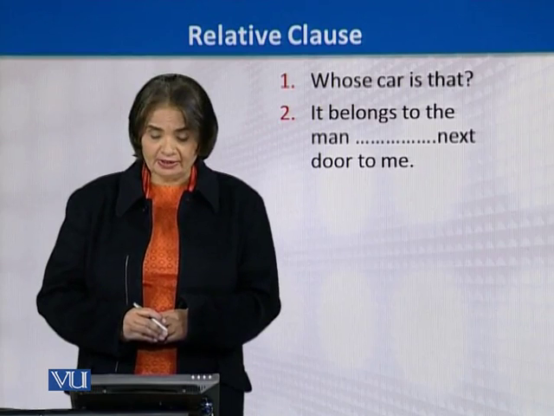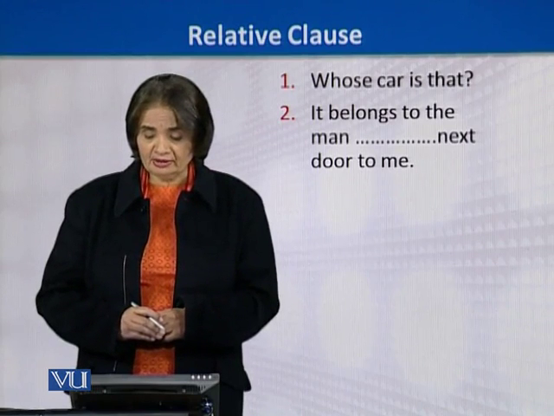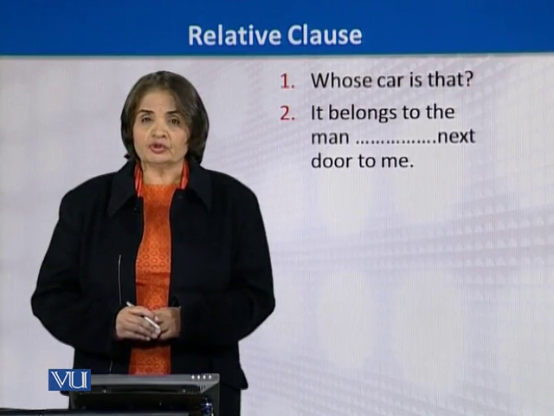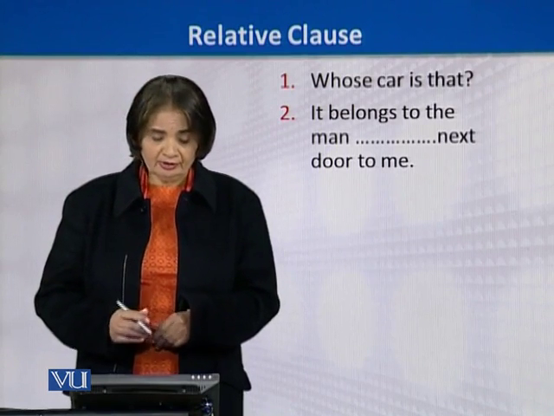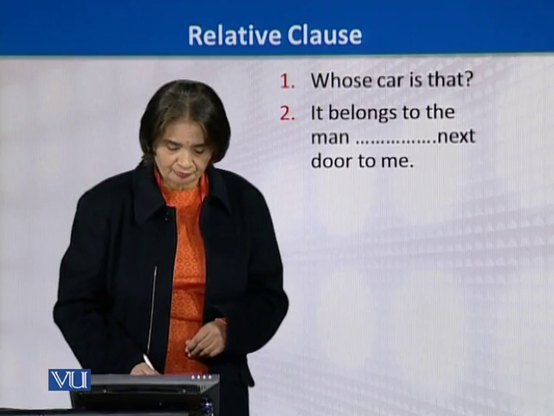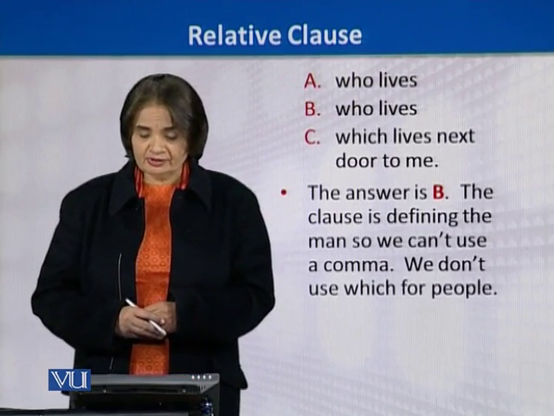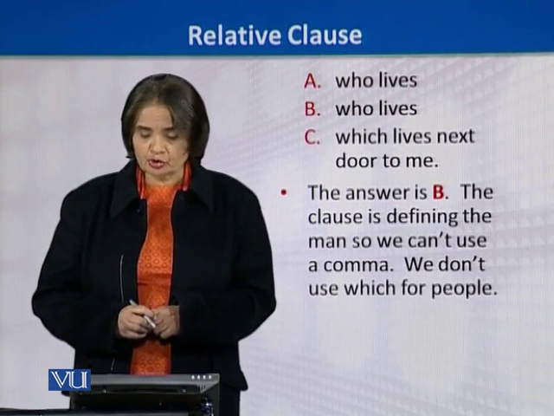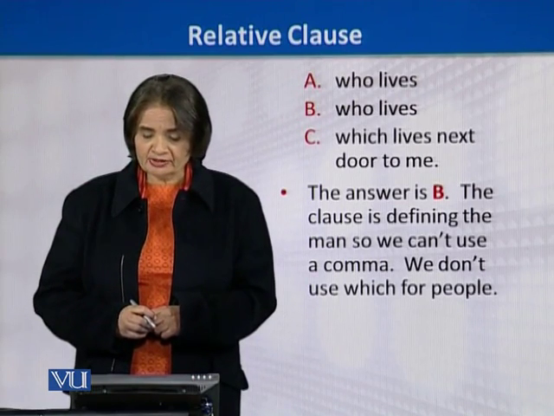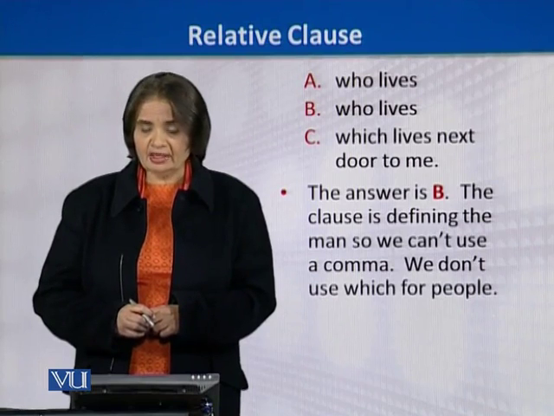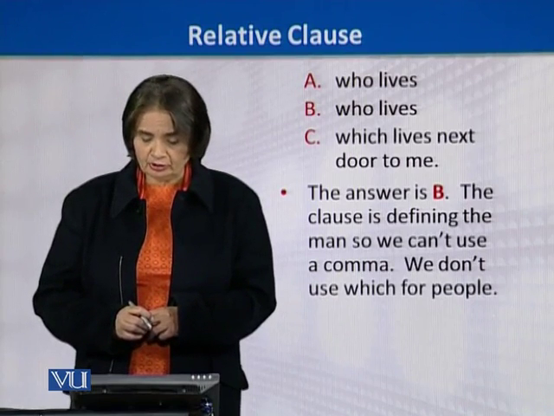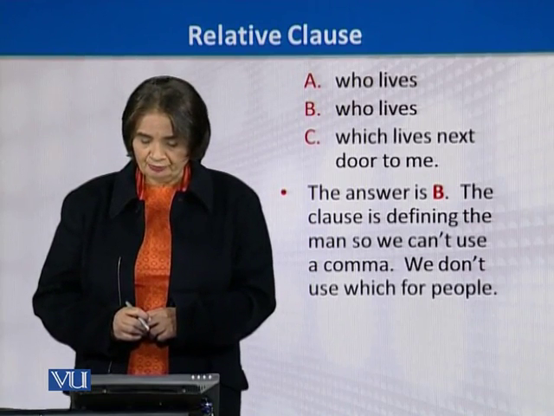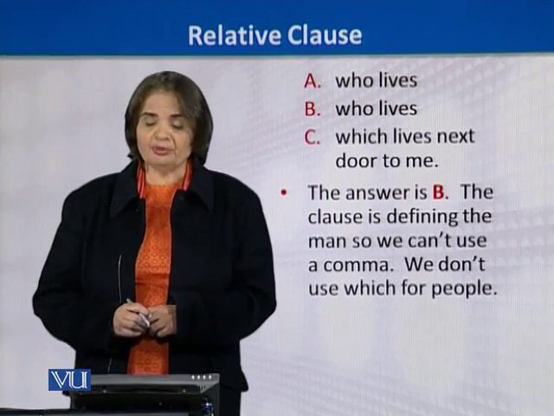Whose car is that? It belongs to the man, gap, next door to me. So the choices given are, let us look at the choices. Who lives, which lives next door to me. So the answer would be B and A. Both are correct. The clause is defining the man, so we can't use a comma. We don't use which for people.